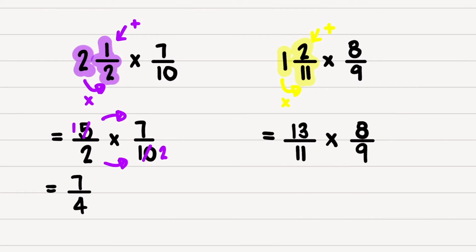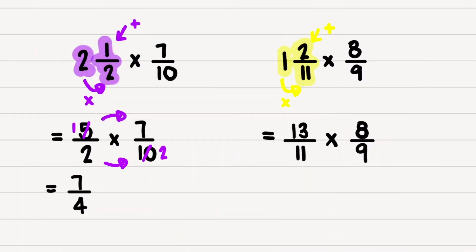Now if I look at the numerator of 13 and the denominator of 9, I can see that there's no number that goes into both of those numbers. If I look at 11 and 8, there's no number that goes into both of those numbers. Both 13 and 11 are prime numbers. Remember, a prime number is a number with only 2 factors, 1 and itself. So now I'm simply going to multiply numerator with numerator, denominator with denominator. So I'm going to do 13 times 8, which is 104, over 11 times 9, which is 99.